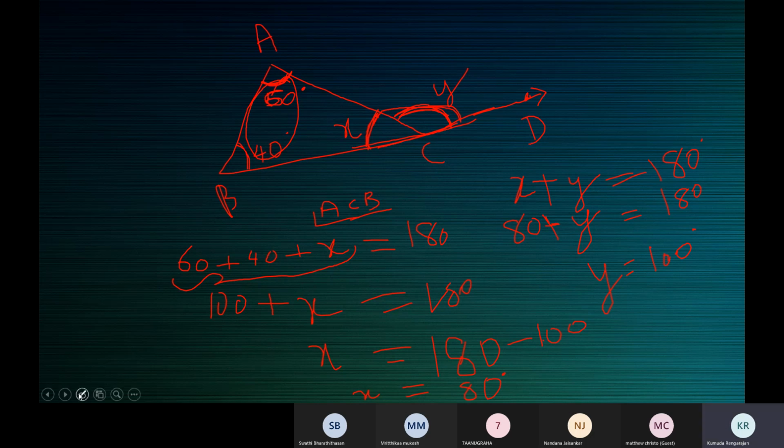Let me clear the slide. These are the three interior angles. For this exterior angle, this is the immediate interior angle. The remaining two are called the interior opposite angles.